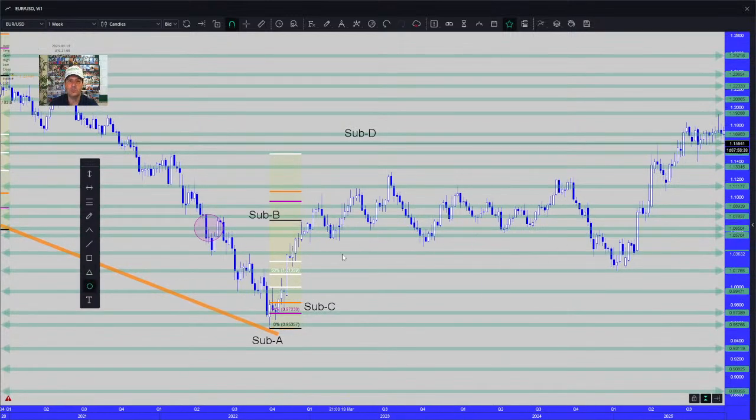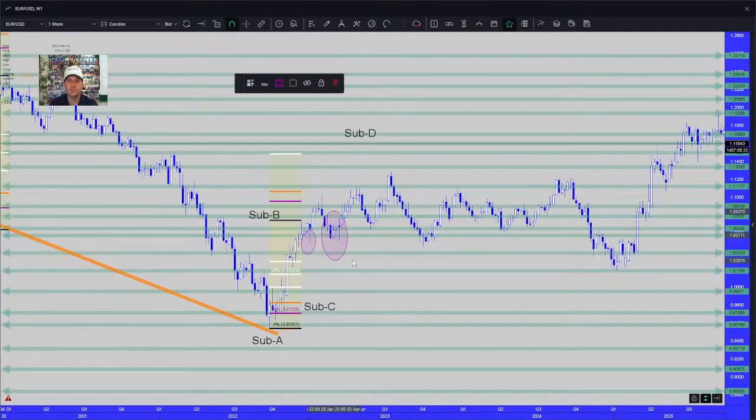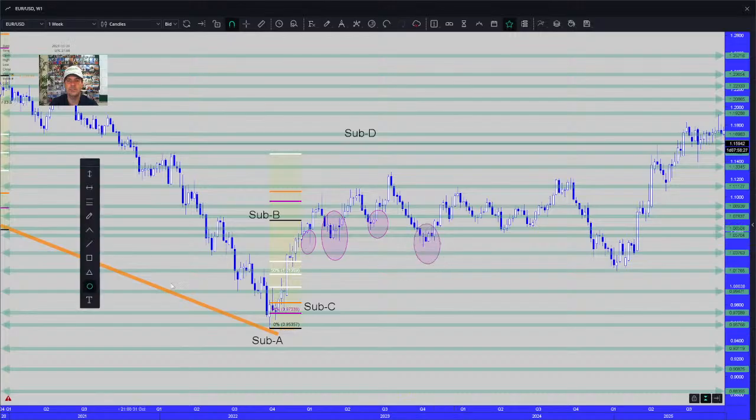Which one would be the sub C? Would the first circle be the sub C? Would the second circle be the sub C? The third? The fourth? Or would the fifth circle be the sub C? Which one would be the sub C? And this is our last lesson of the week, everybody. See you back on Saturday and then on Monday.